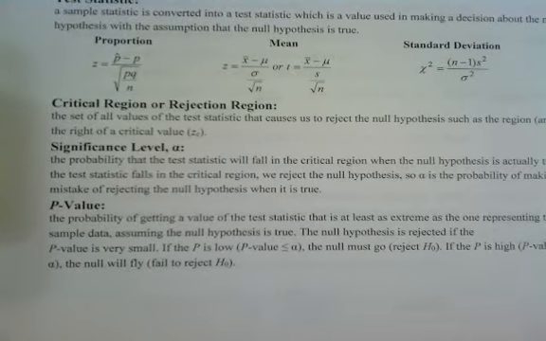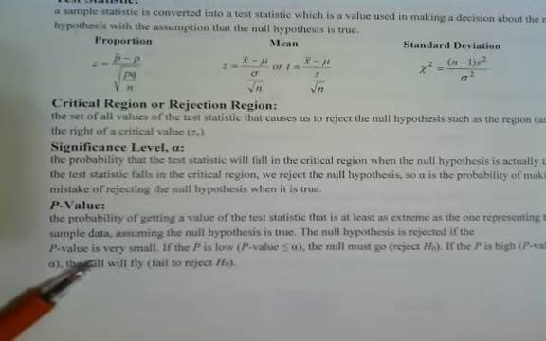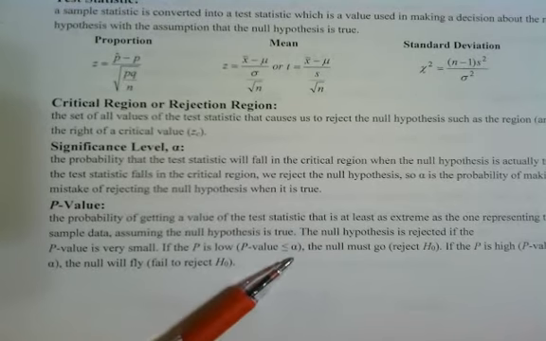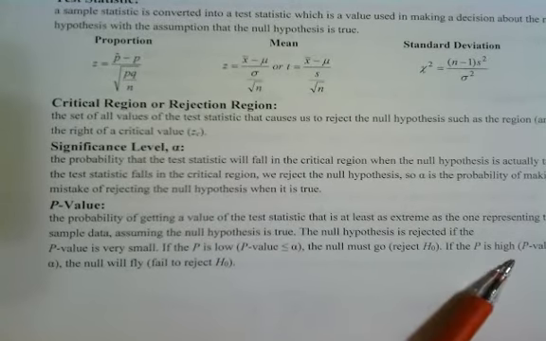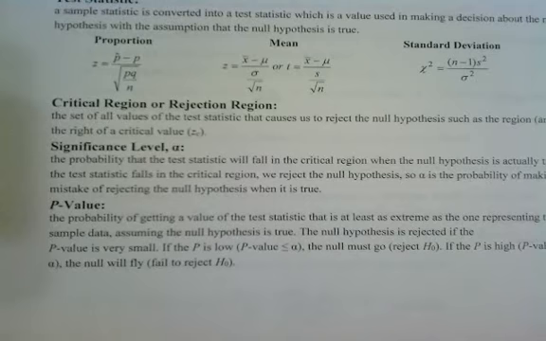The null hypothesis is rejected if the p-value is very small when compared to alpha. So again, if p is low, the null must go. If the p is high, if it's bigger than alpha, the null will fly. We fail to reject H0.